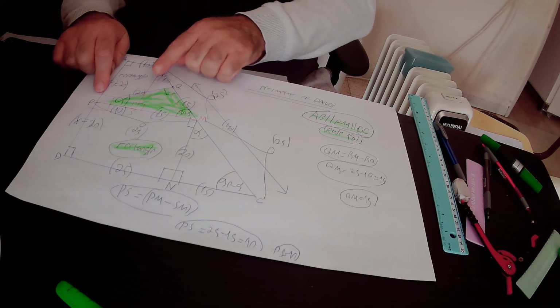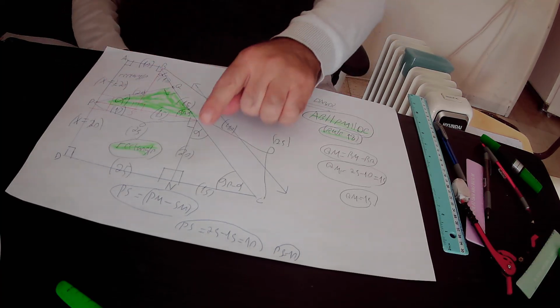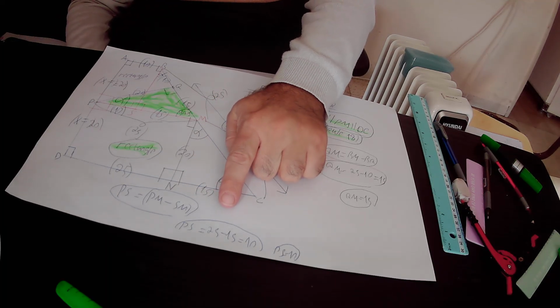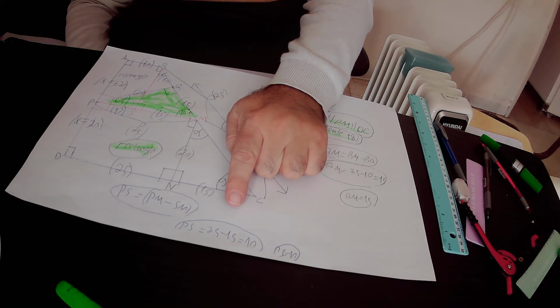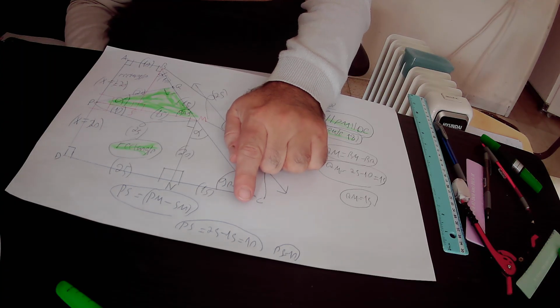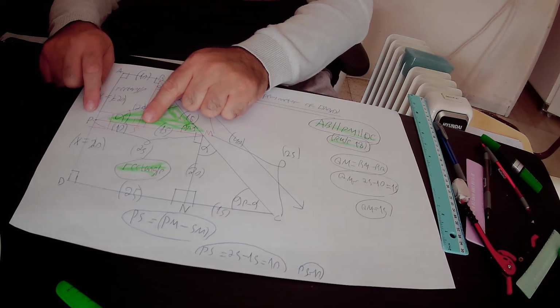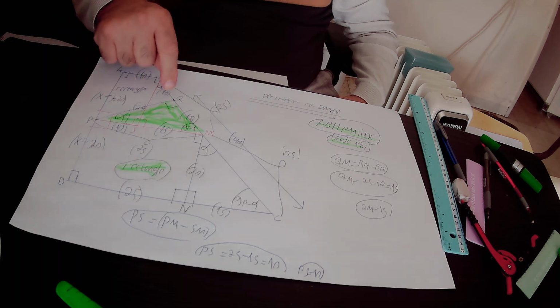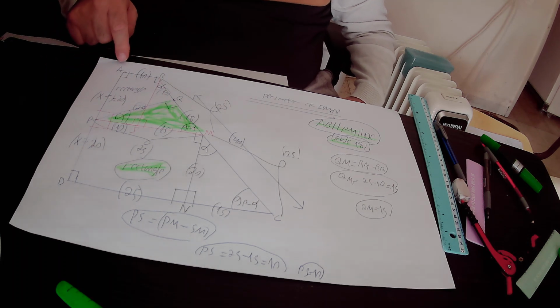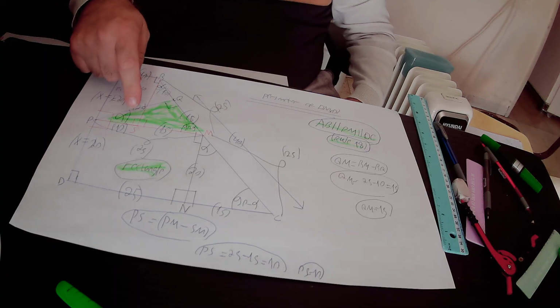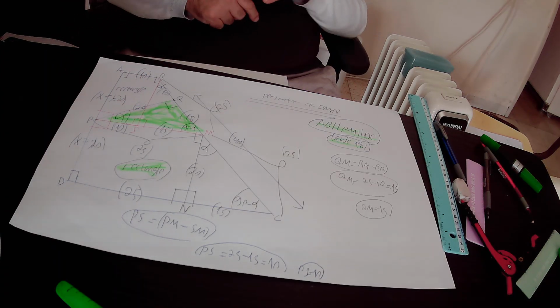In total, PS equals PM minus SM. So PS equals PM, that is 25, minus SM, that is 15, and so in total PS equals 10. This is the missing side PS, equal to 10 units in length. In rectangle ABSP, side PS must be equal to side AB. But we just found that PS equals 10, and therefore AB must also equal 10 units in length.